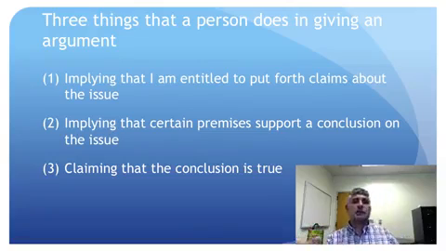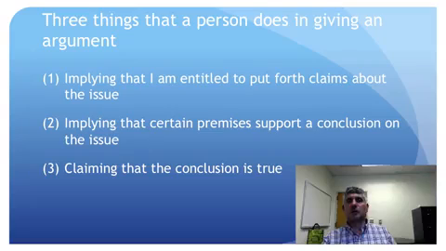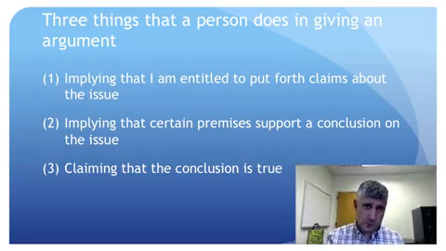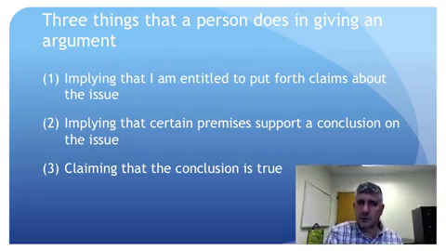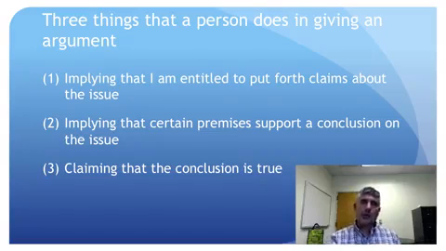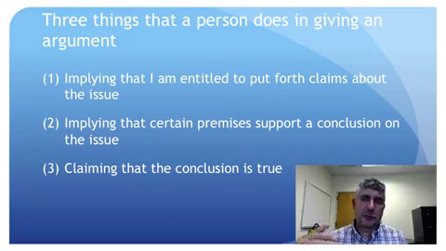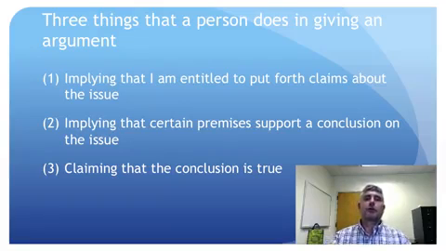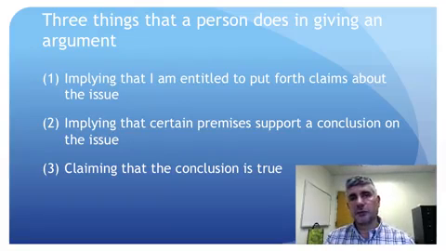Finally, of course, when you give an argument in favor of a certain conclusion, you're claiming that the conclusion is true. That's part of the point of arguing for a conclusion. You're trying to prove the conclusion, establish it, claim that it's true. Well, corresponding to these three things that people do when they give arguments, there are three different kinds of appeals to authority that we can make.